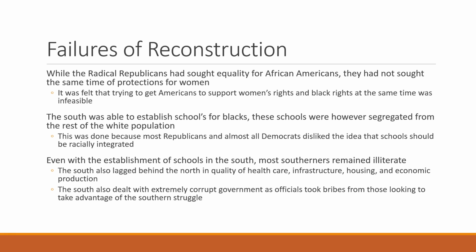The South also lagged behind the North in the quality of health care. In infrastructure, we've got to remember that it was largely destroyed because of Sherman's march to the sea and the total warfare that existed within the South. They lag behind in housing, once again because of total war, and in economic production. The South also dealt with extremely corrupt government officials who were taking bribes from those looking to take advantage of the Southern struggle. They were coming into this society and giving away lands and laws in order to make themselves personally rich.